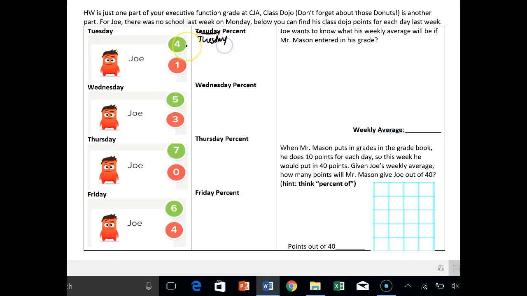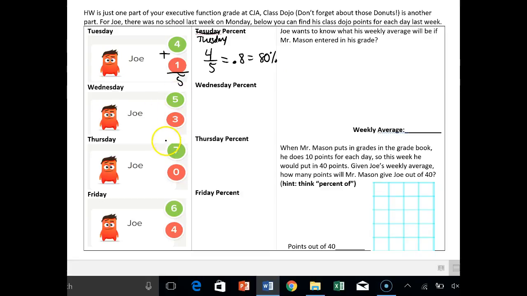So Tuesday, he got 4 positive points and 1 negative point. So out of a total of 5 points, right, because you add these together, so 5 points, he was positive 4 out of 5. Now, this is obviously 0.8, which is obviously 80%. You can find that on your reference sheet, right?